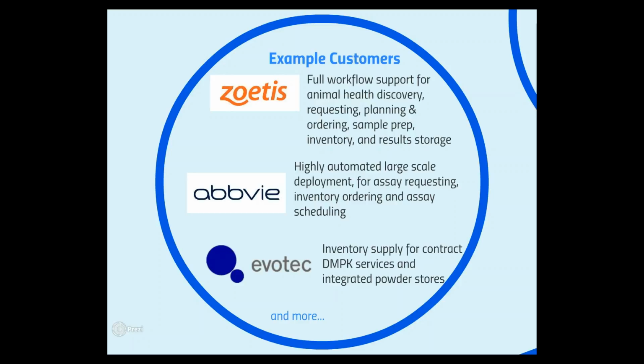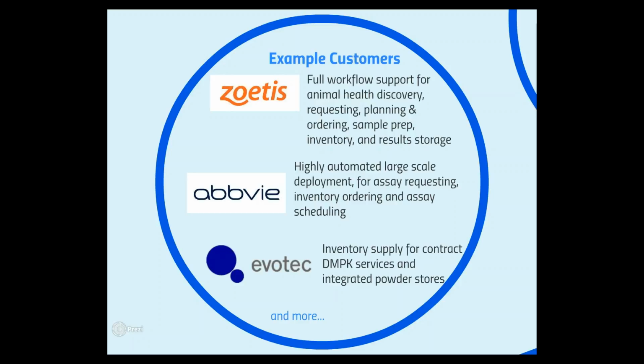Another customer is AbbVie. So they're obviously a global biopharmaceutical and pharmaceutical company, and they use a highly automated large-scale deployment of BioRails for managing the assay requesting process, coordinating the inventory ordering, and assay scheduling as well. And we've been working with them since around 2009, integrating our systems with their various logistical systems to manage the workflow.